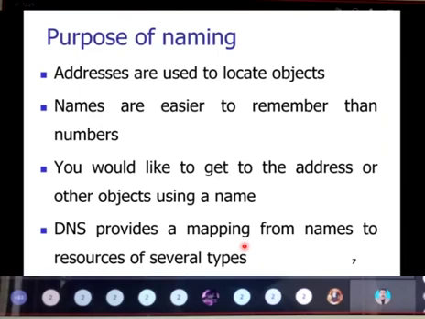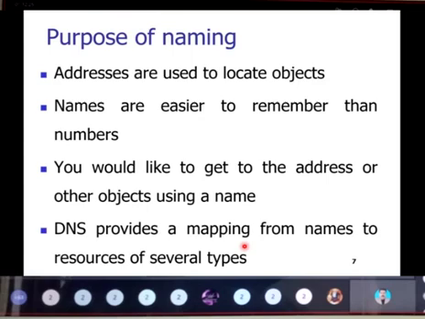The purpose of naming is that addresses are used to locate objects. Names are easier to remember than numbers. For example, a student has a register number and a name, and the name is easier to remember compared to the register number. Like that, there are IP addresses and names, but names are easier to remember than numbers. So you would like to get to an address or other objects using a name.